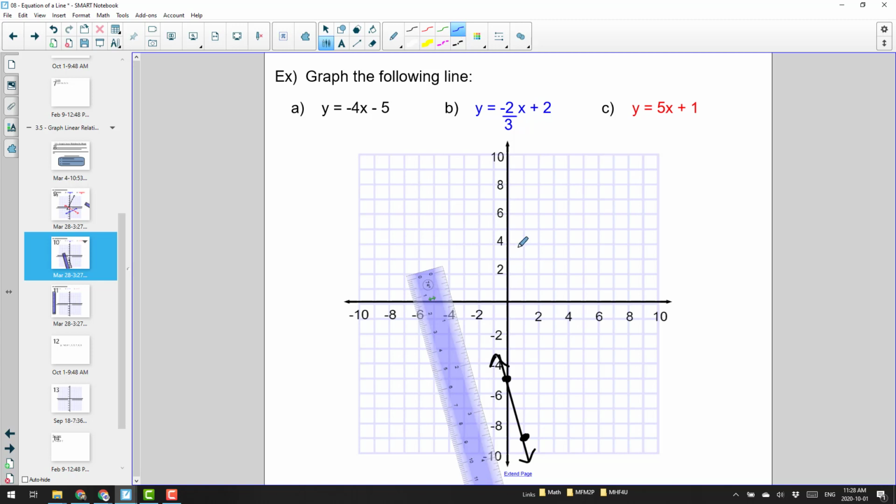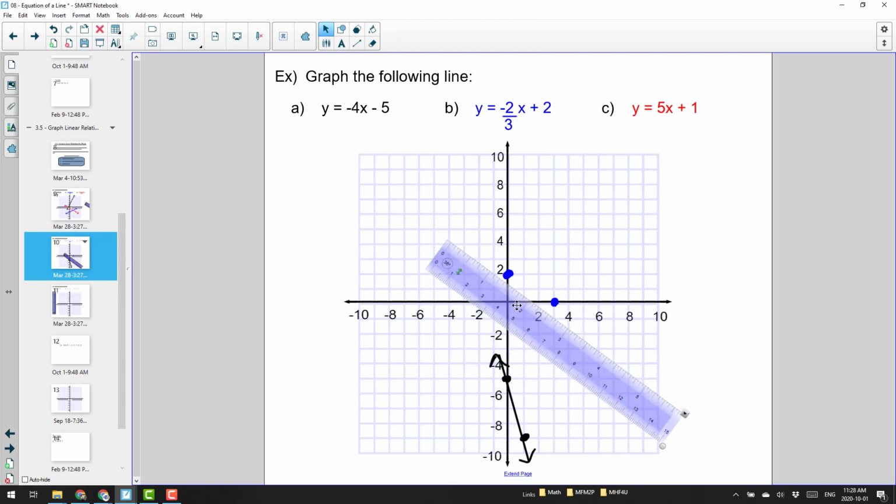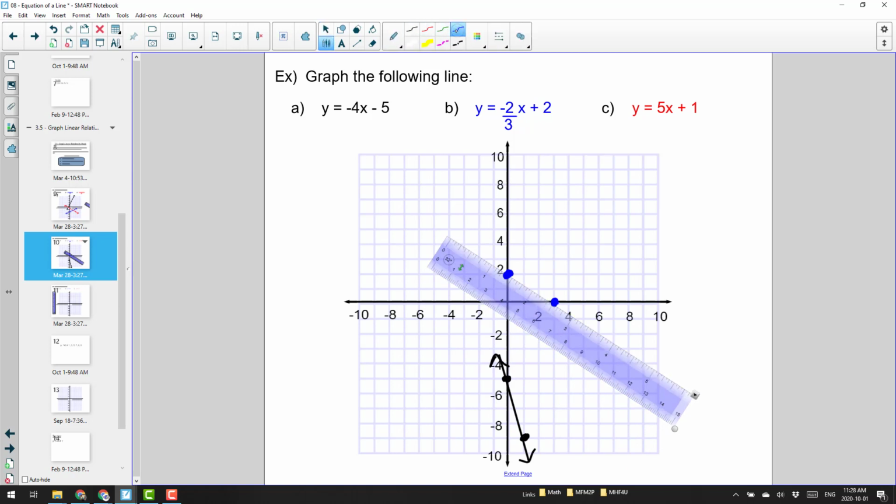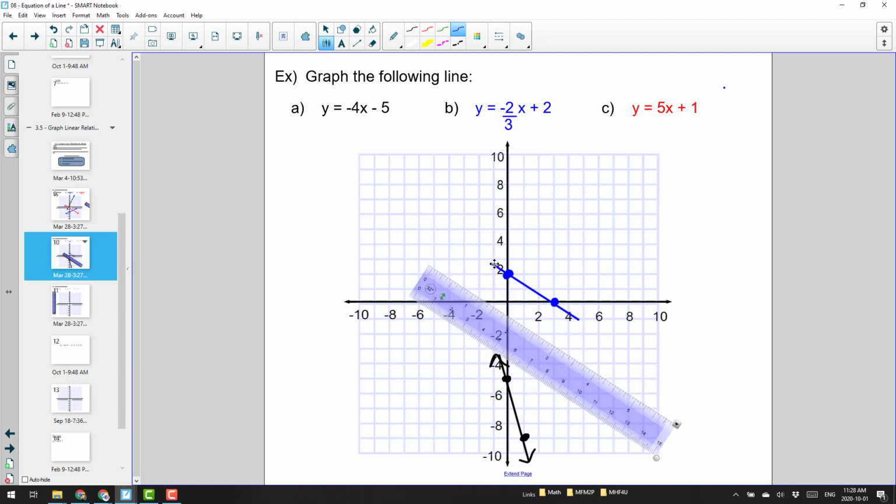For the second one, y-intercept of +2. Oh, get a blue here. Y-intercept of +2. My slope is -2 over 3, so I'm going to go down 2 over 3. There's my second point. There's my line. The slowest part for this for me, because I'm doing this on a computer, is adjusting that ruler. For you, you have a ruler in your hands, you can get this done much faster.